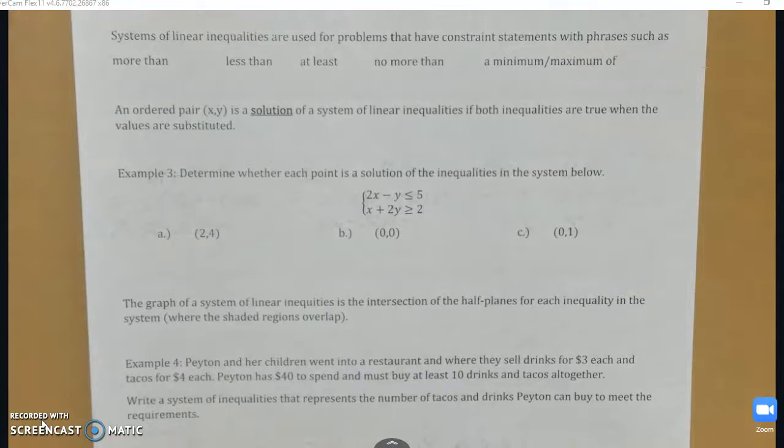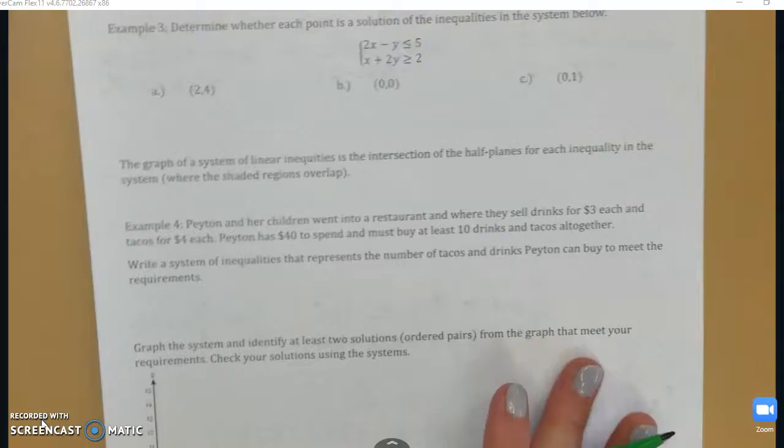Let's take it a step further into Algebra 2. Sometimes we're going to have a system of inequalities, which means we have more than one. We see those in problems that have constraint statements like more than, less than, no more than, minimum, maximum. When we have two inequalities or more, a system, the solution (x, y) is only a solution if it is true for both inequalities. So you substitute the x and y values into both inequalities to see if it is true, and if it is, then it is a solution.